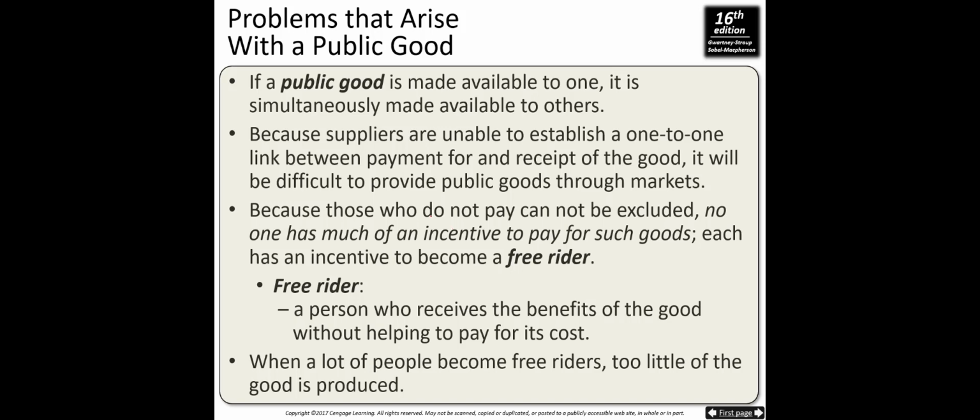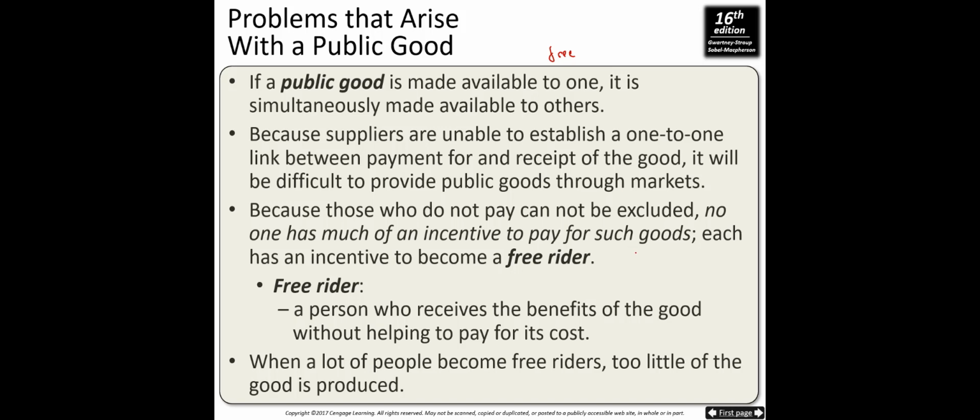What are the problems that arise with a public good? Since these goods are available to everyone and they are free, free markets do not want to supply these goods because they can't make money out of this. So if a public good is made available to one, it's simultaneously made available to others. Because suppliers are unable to establish a one-to-one link between payment for and receipt of the good, it will be difficult to provide public goods through markets. Because those who do not pay cannot be excluded, no one has much of an incentive to pay for such a good. Each has an incentive to become a free rider.